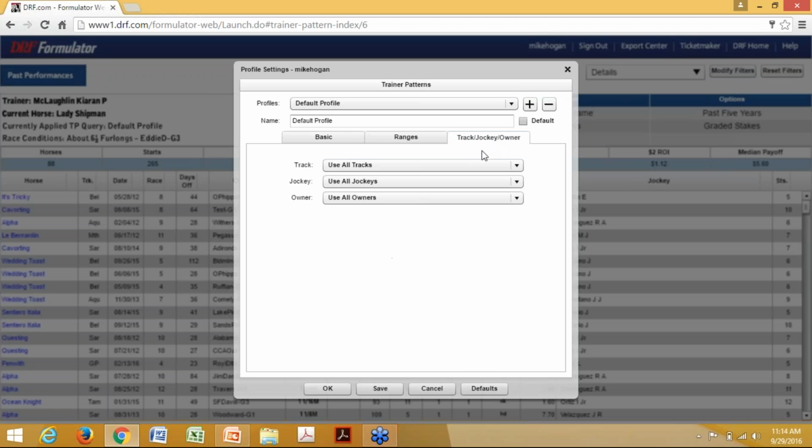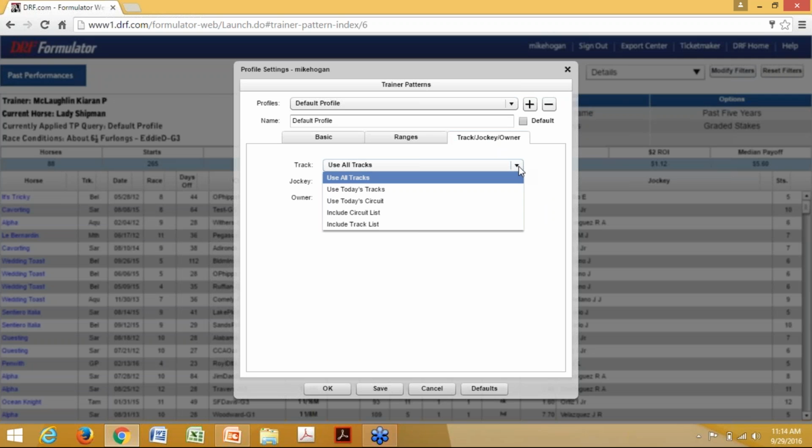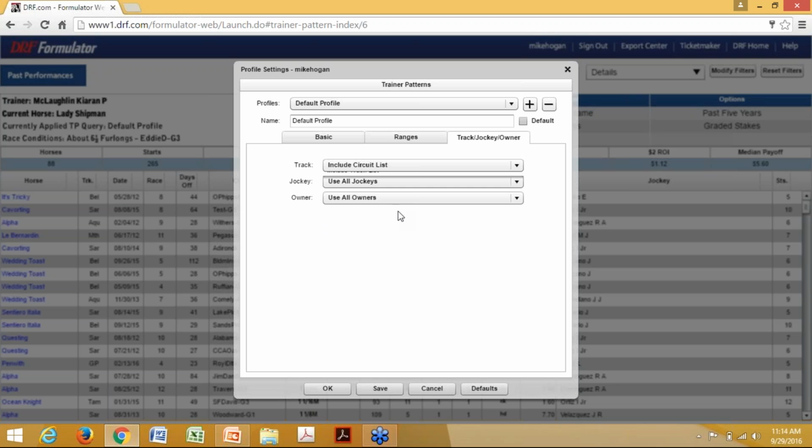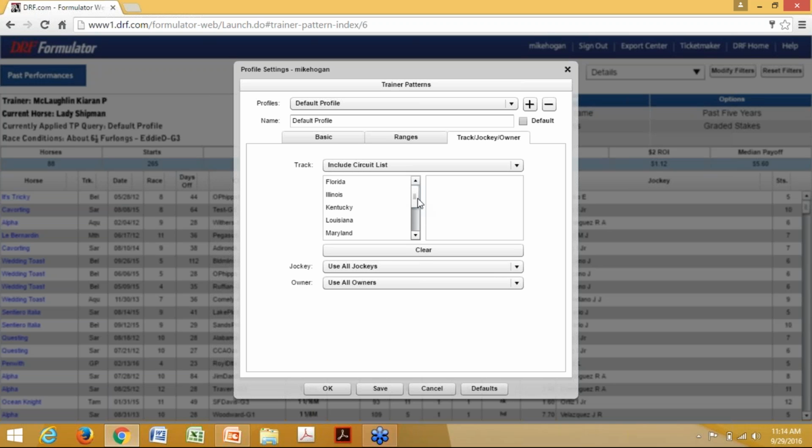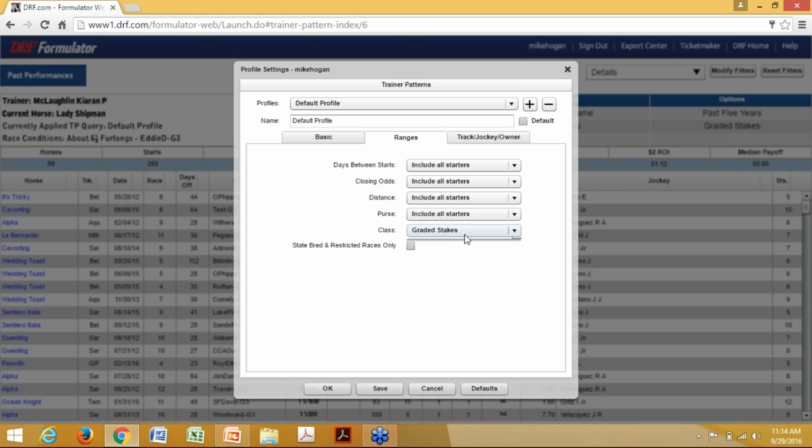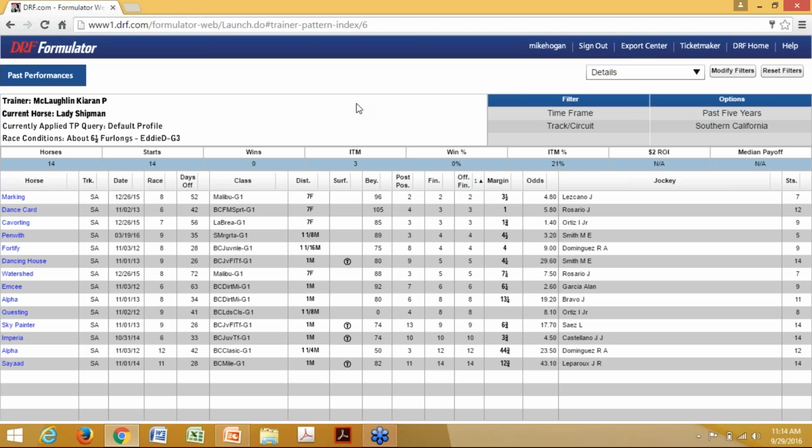The interesting thing for me is Kieran is not based in California. He's based in New York and in Florida over the winter. So I like to see, in a case like a trainer that's shipping out to a circuit that he doesn't normally run at, how they do in that circuit. So we do include circuit list, and I'm going to remove graded stakes. I'm just going to look at all Kieran runners in Southern California in the last 5 years. He's over 14.